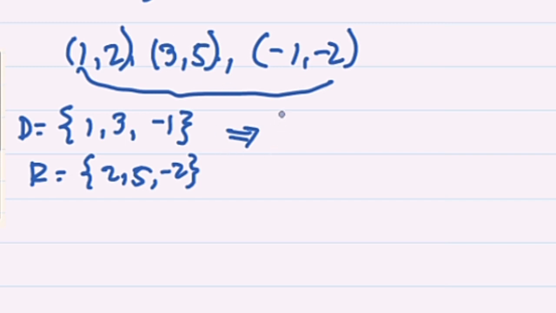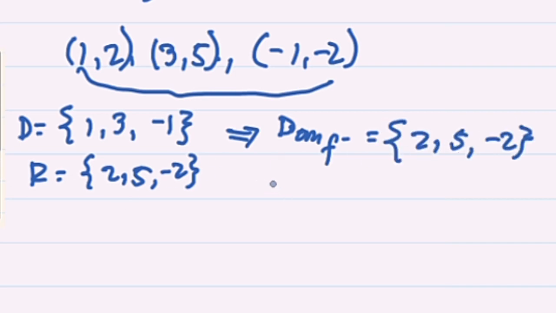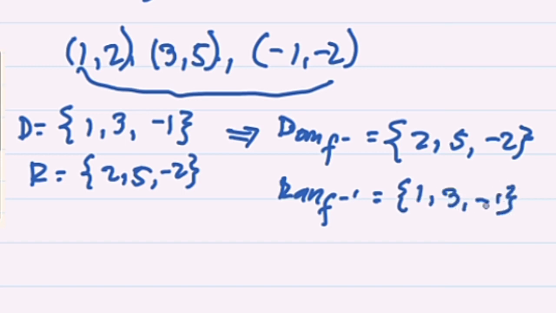Ang domain ng inverse is yung range, so magiging 2, 5, and negative 2. And then ang range natin dyan is yung domain ng original function, so we have 1, 3, negative 1. So meaning to say, babalik lang yan as we find the inverse of this ordered pair. Kailangan natin yan i-review para mamaya mas madali tayo magkuha or mag-graph ng inverse of a function.